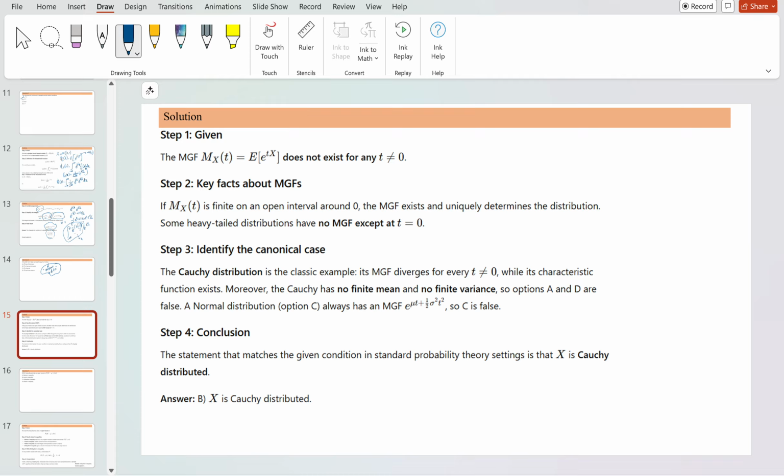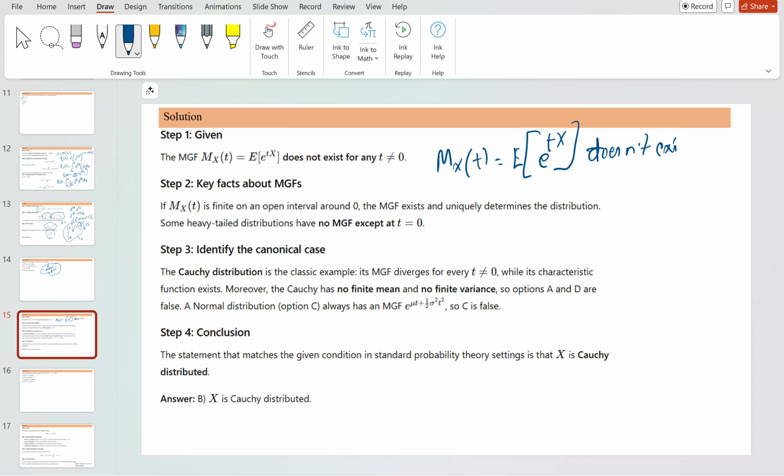So the MGF of x, M_x(t), is defined as the expectation of e to the power t x. Okay, and it does not exist for any t not equal to 0. Any t not equal to 0.